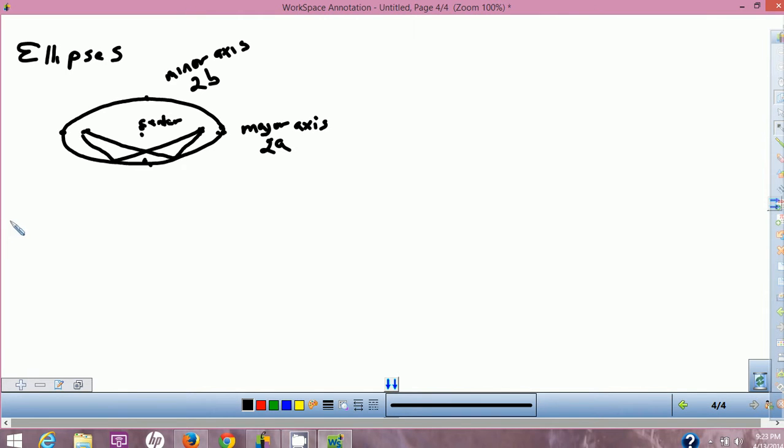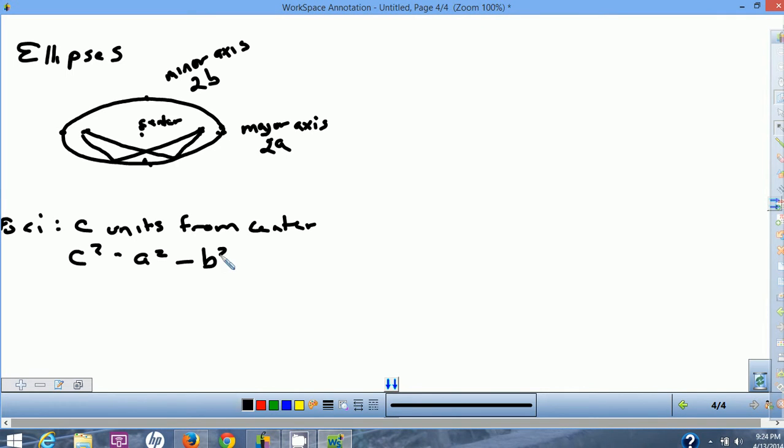And we have an equation that we can use to relate our foci to a and b. c is considered to be the units from the center. And that c can be found with c squared is equal to a squared minus b squared. So whatever this distance is from the center to the focus is c, and it can be found by saying c squared is equal to a squared minus b squared. I'm going to use that here in a few minutes.